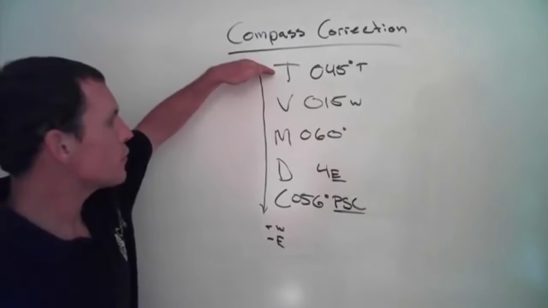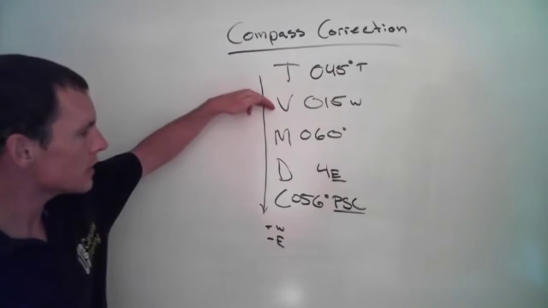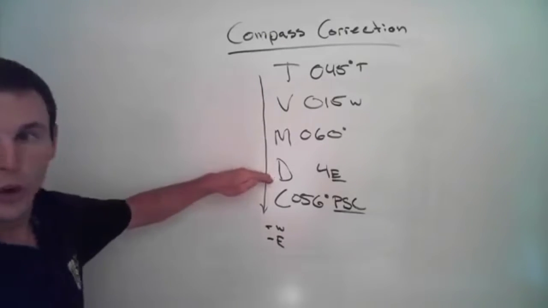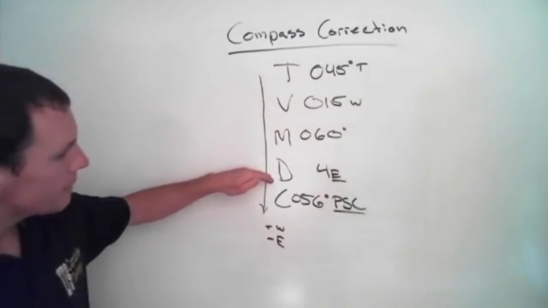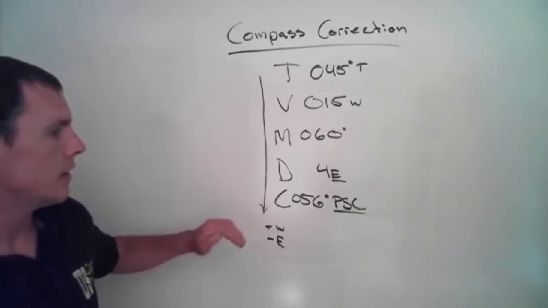So again, 45 true. We're on Block Island, so our variation is 15 west. It stays that way, which gives a magnetic of 60. Go to the table. Deviation of 4 east, which yields 56 degrees PSC.